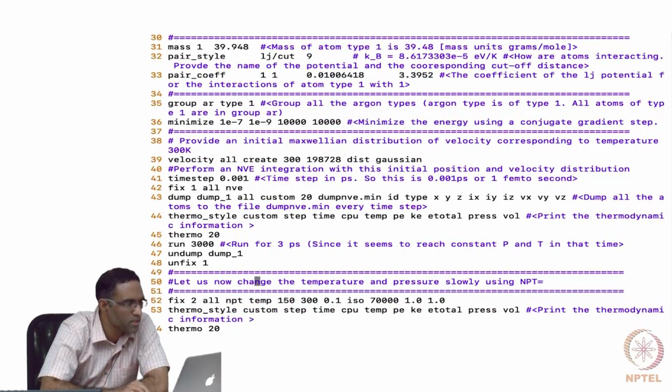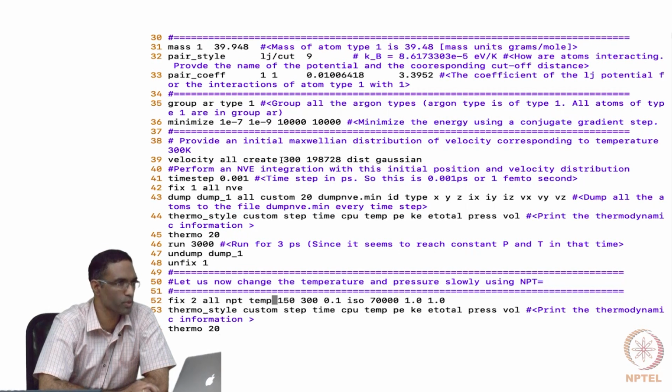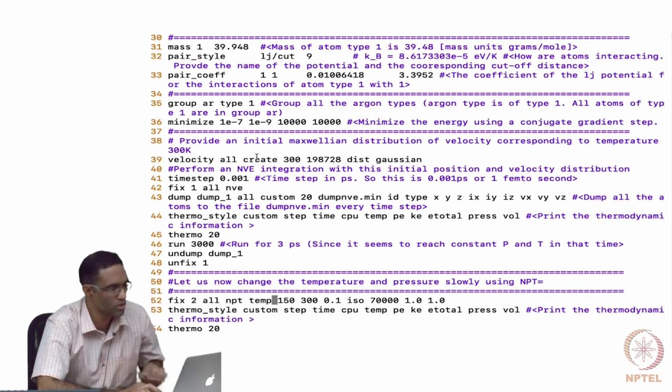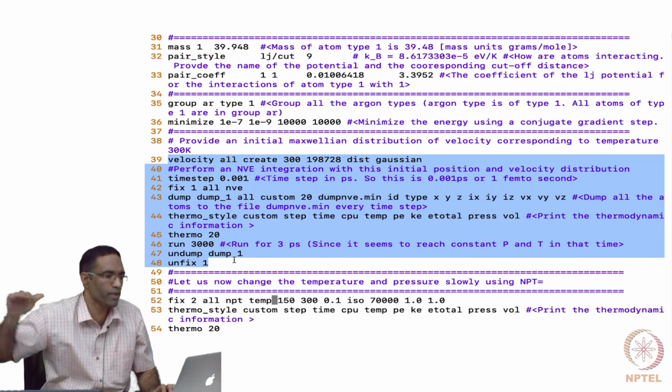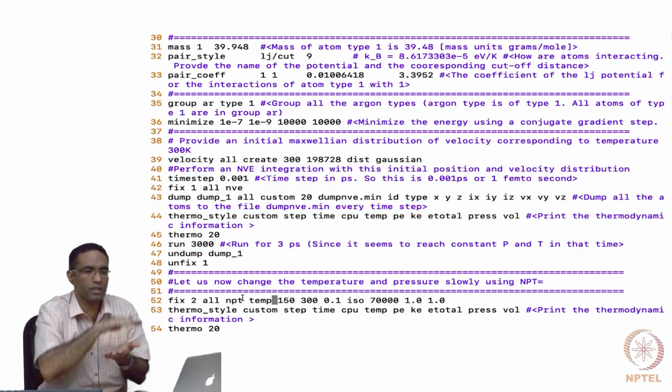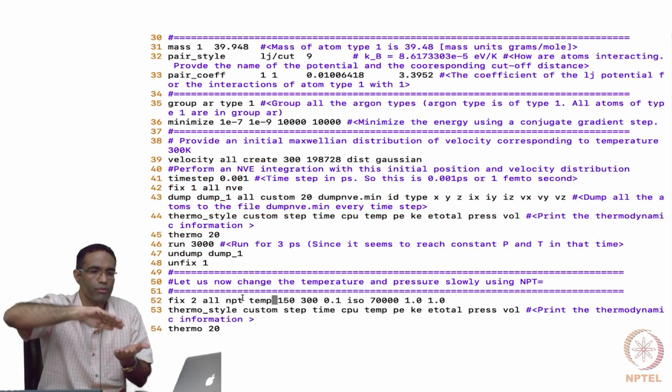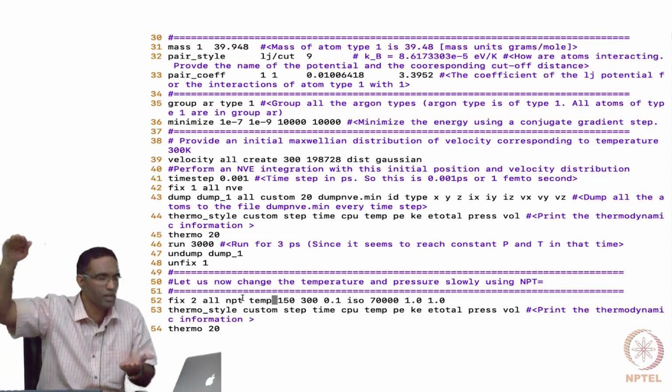Now I want to change the temperature slowly and the pressure slowly. So for fix all, I use NPT. You remember when we created the velocities corresponding to 300 Kelvin and ran the NVE simulation, this resulted in ending the temperature at around 150 Kelvin. So now I want to perform an exercise where I slowly ramp up the temperature from 150 Kelvin to 300 Kelvin.